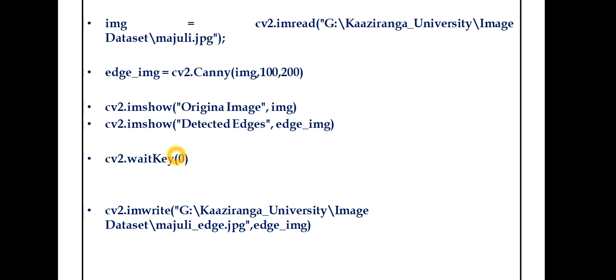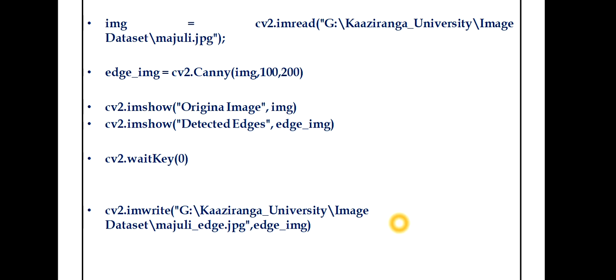cv2.waitKey(0). This is very important. Then suppose I am writing this image with a different name, say Majuli edges, so that in future, if I want to analyze these two images, we will have that edge detected image with us.